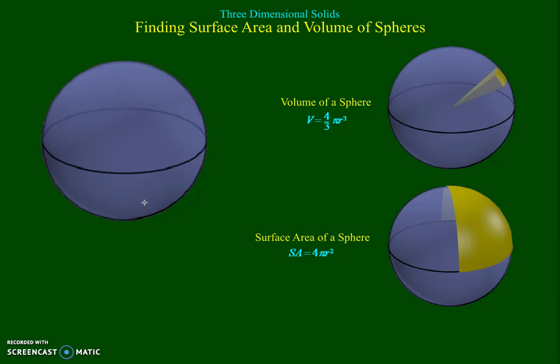Now, in order to do any sort of analytical work with a sphere, the primary element that we're going to need is the radius of the sphere. And the radius of a sphere is simply the length of the segment from the center to any point on the sphere. So that's a definition of the radius. And we're going to need this to do any sort of calculation.